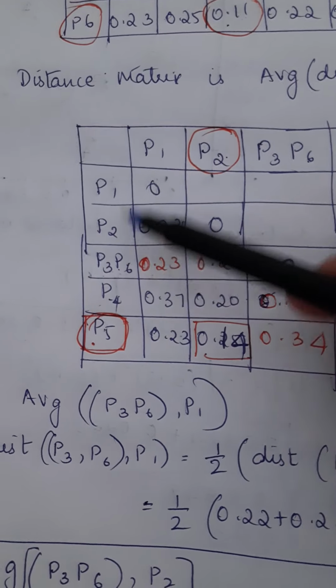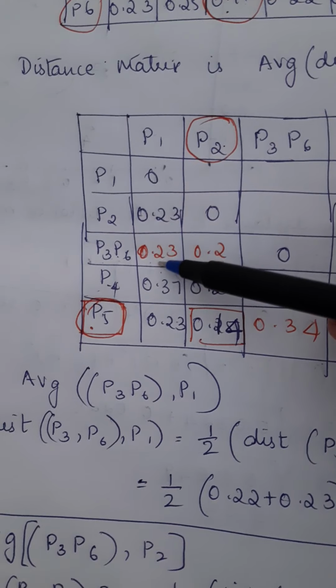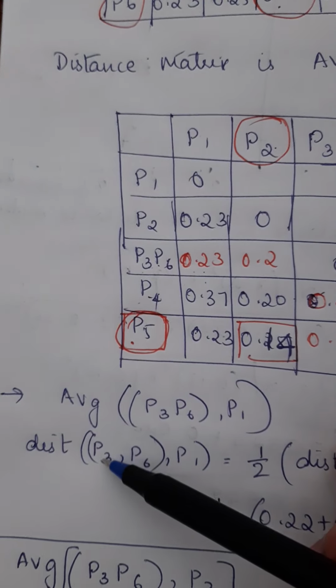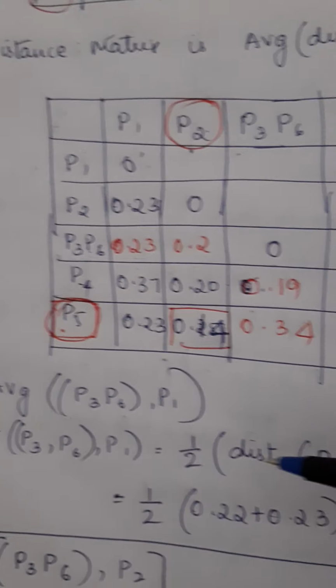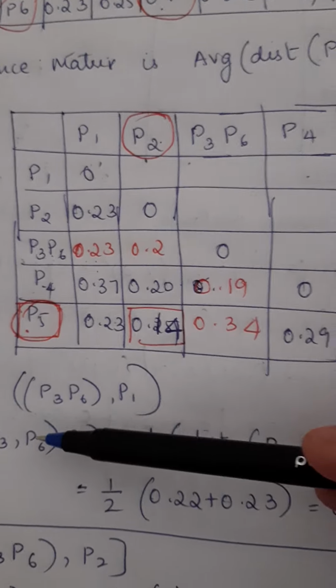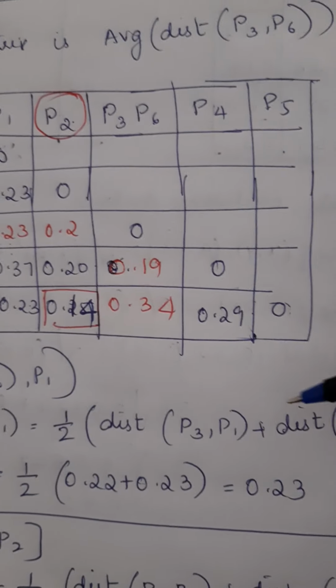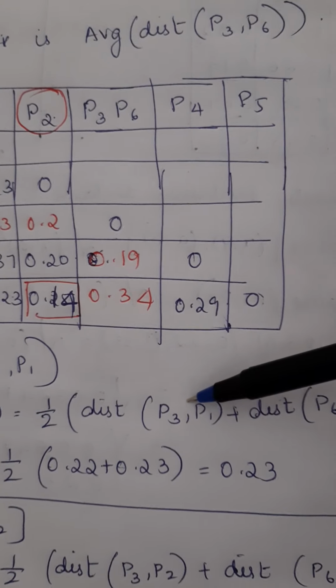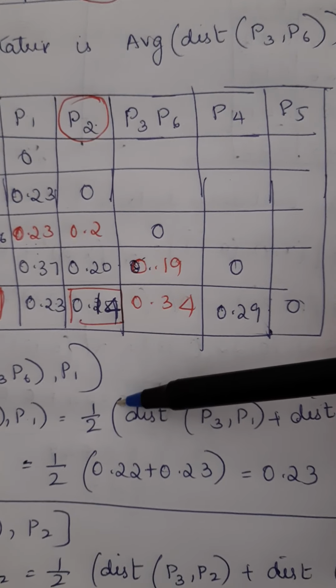Here we have to compute the distance between P3, P6 and P1 over here. So this value, how did I compute it? It is the distance between P3 and P1 plus the distance between P6 and P1, divided by 2, because I am taking the average. So I am adding up the two and then dividing by 2.